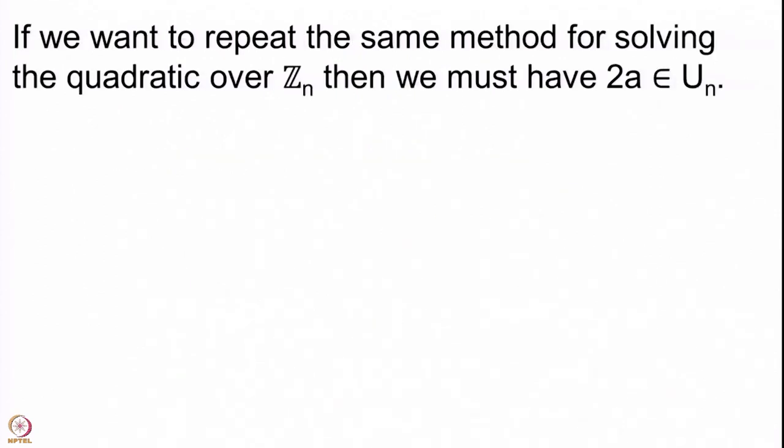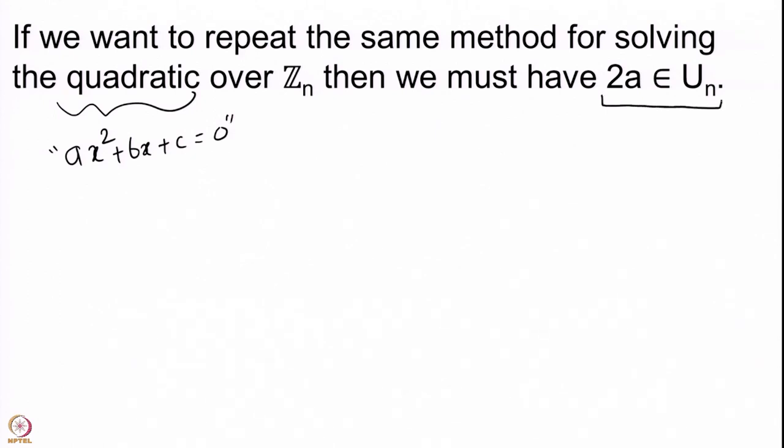So, if we want to repeat this same method for solving the given quadratic, remember the quadratic that was given to us, the quadratic is ax square plus bx plus c equal to 0. This is the quadratic equation that we want to solve over Zn. Then we must have that 2a is an invertible element. If you want to use the same method, the same formula, then we should first of all have that 2a is invertible in modulo n, which means in the language of the GCDs, which is something we have developed in our very first theme, that the GCD of 2a comma n has to be 1.